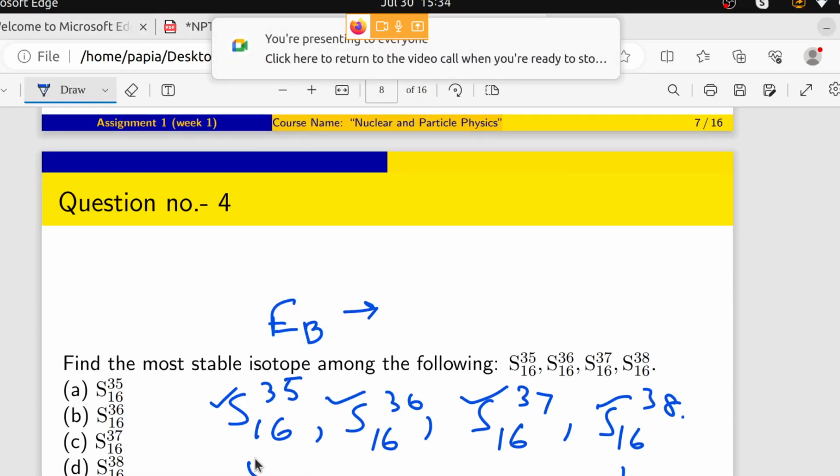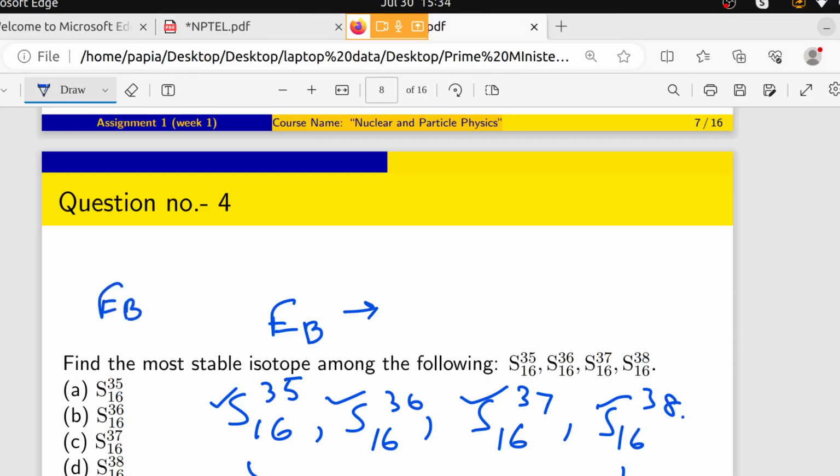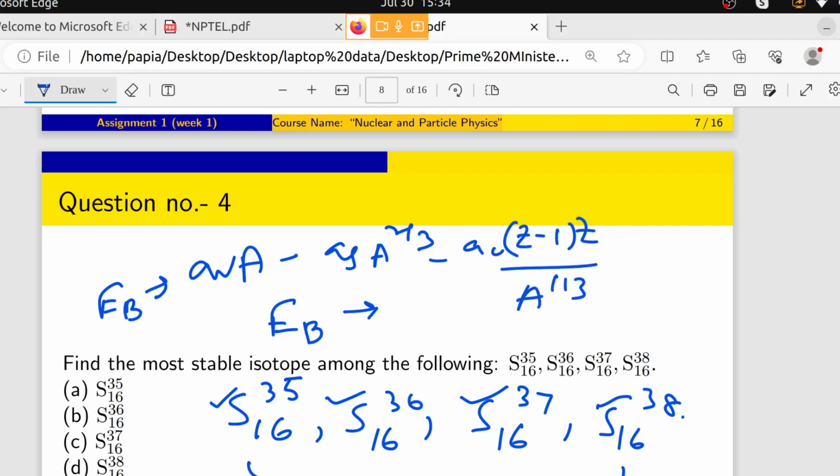So what we will just do, like I have already given that EB expression. EB expression was nothing but AV into A, then AS into A to the power 2 by 3, then AC into Z into Z minus 1 by A to the power 1 by 3, and then A asymmetry into (A minus 2Z) whole square by A, and then AP into A to the power minus 3 by 4. So this type of expression was there.